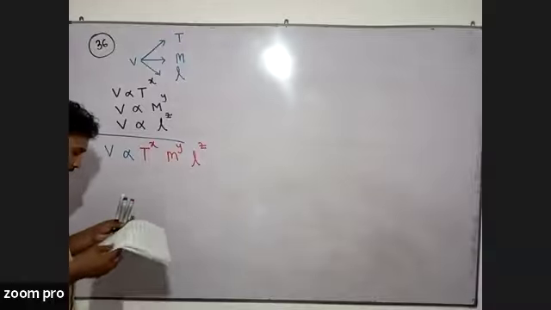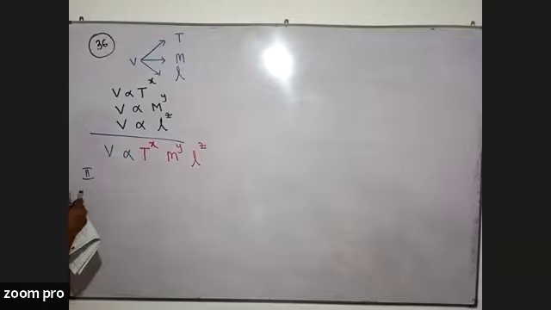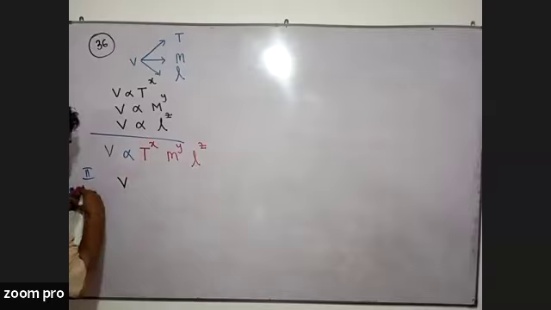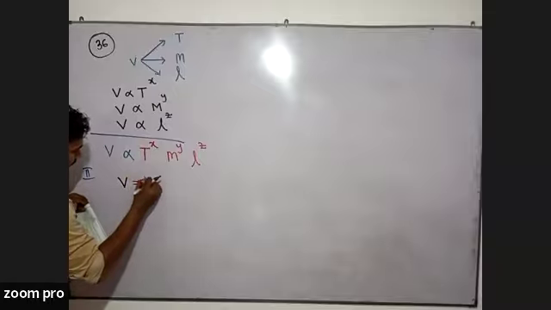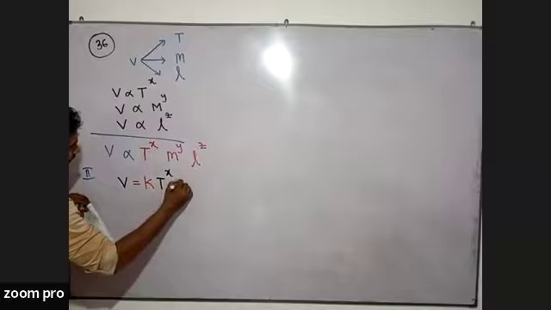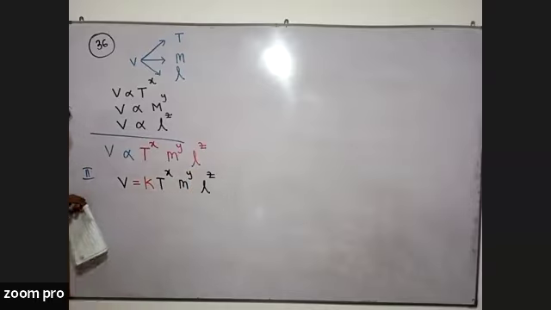Then the second step is excluding the proportional sign by applying an equal sign and a constant. Then we can arrange this equation as v equal to k T to the power of x, M to the power of y, L to the power of z. So this is the second step.